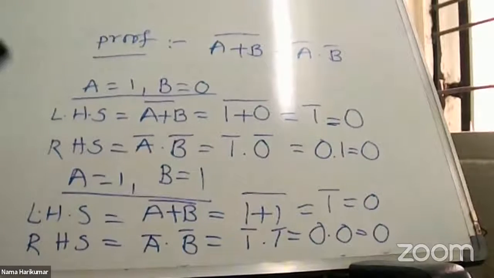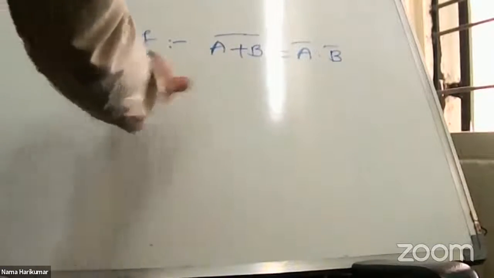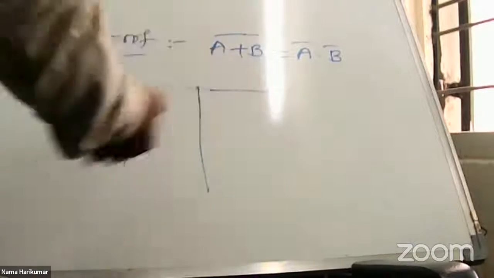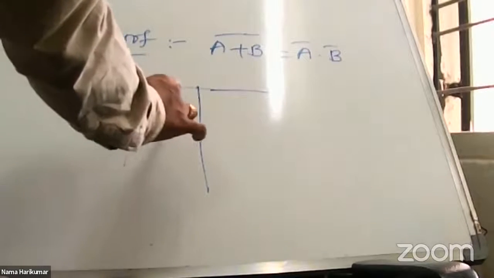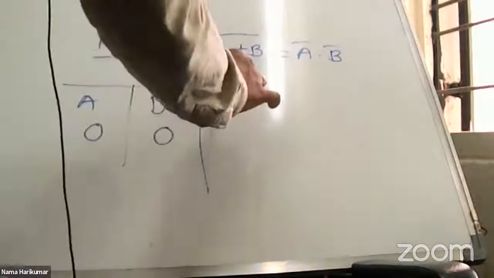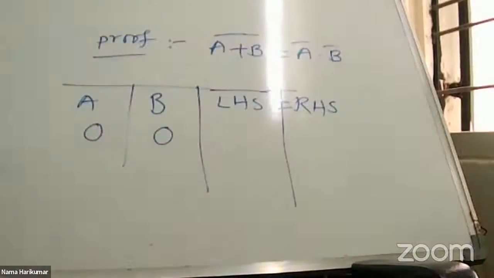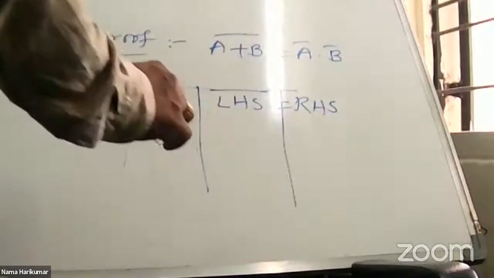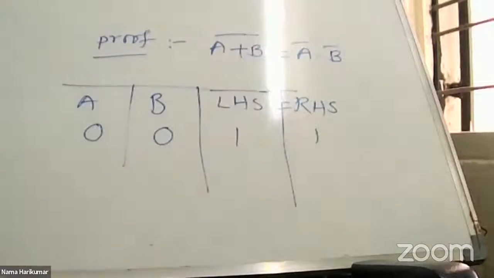So in the first case, when we put A equal to 0 and B equal to 0, the A value is 0 and B value is 0. Finally, in the LHS and RHS, you see that in the first case, the LHS side is 1 and RHS side also 1. So LHS equal to RHS, which we have to prove.